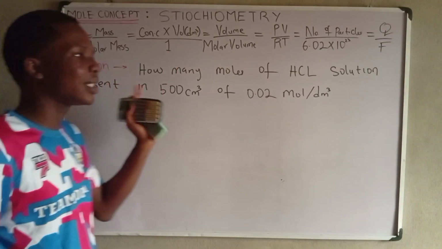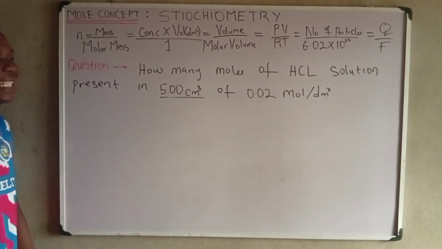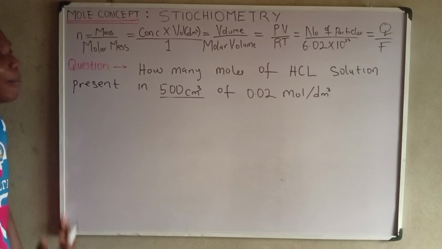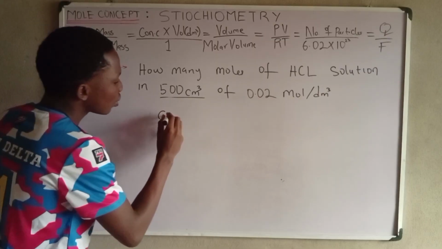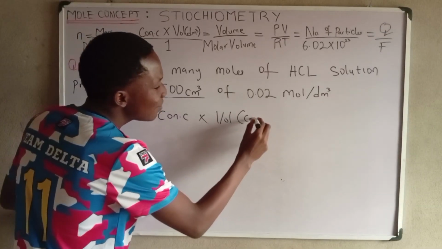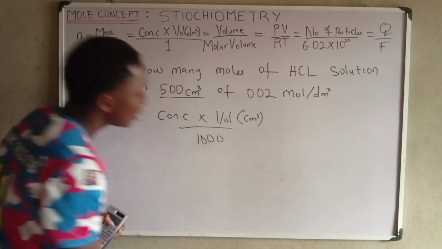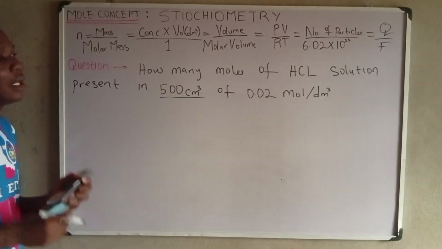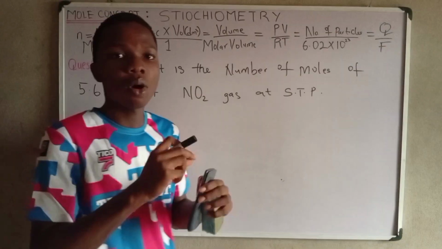But now you notice the difference between mine and yours. You will have to convert this to dm cube to use the same formula. Or if you don't want to do that, you can simply apply the formula that says concentration multiplied by volume in cm cube, like as given in the equation, divided by 1000. Okay, I've simplified it already. You just have to apply the formula and drop the answer for me in the comment section. Okay, now simply let's move over to the next formula.